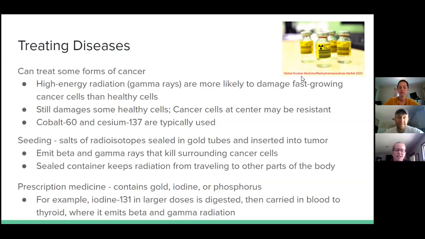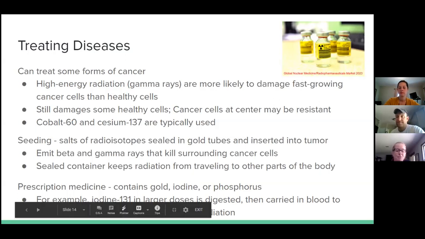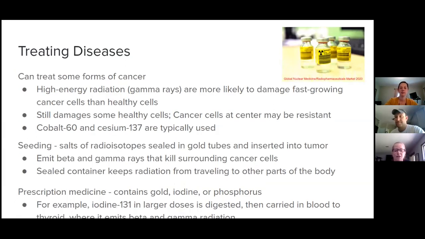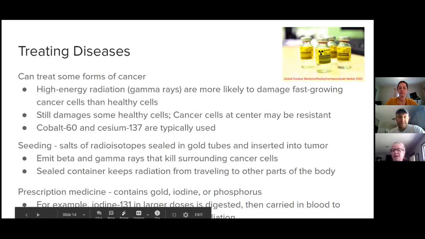Also, in terms of seeding, salts of radioisotopes can be sealed in gold tubes and inserted into tumors. They emit beta and gamma to kill the surrounding cancer cells. And then some prescription medicines, you have gold, iodine, and phosphorus. So for example, iodine-131 in large doses is digested, then carried into the blood to the thyroid, where it emits beta and gamma radiation.